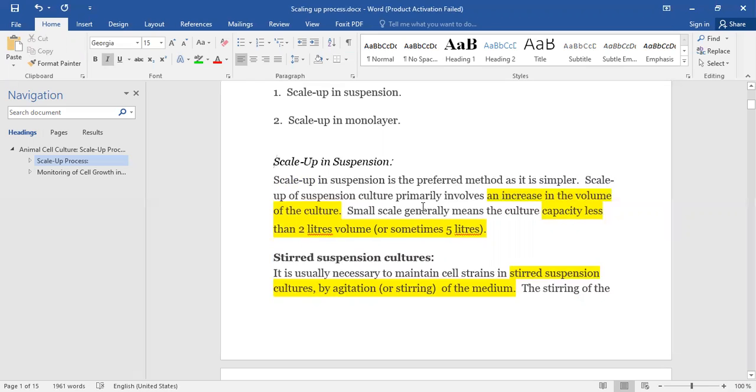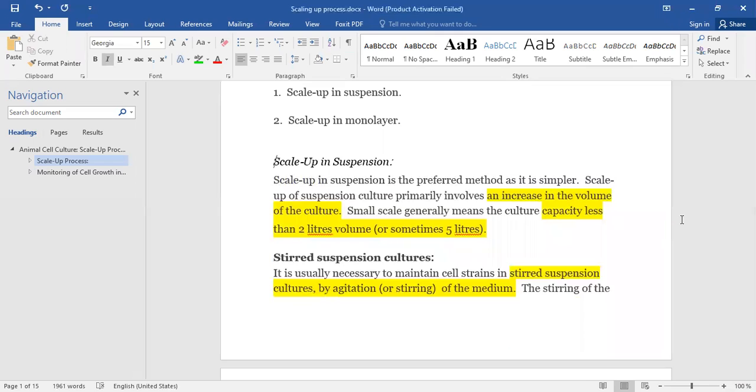Okay, the small scale generally means the culture capacity of less than 2 liters, and approximately it may be raised up to 5 liters maximum. Okay, only for selected types of cultures, but less than 2 liters approximately. Okay, that is the scale up in suspension. And what are the types of these scale up in the suspension?